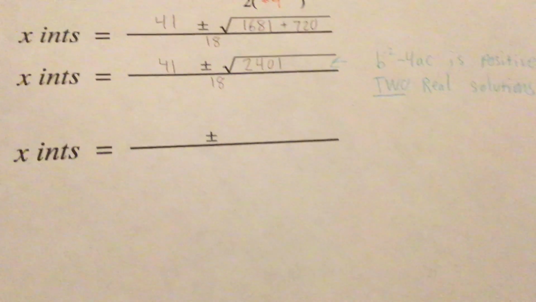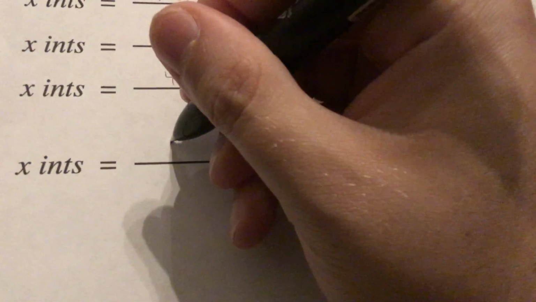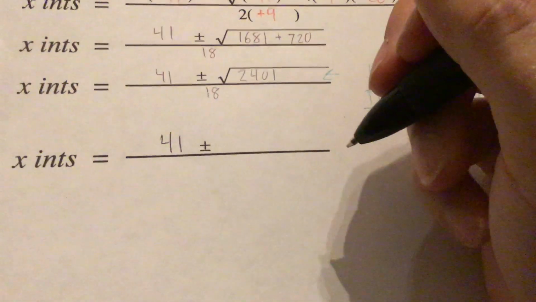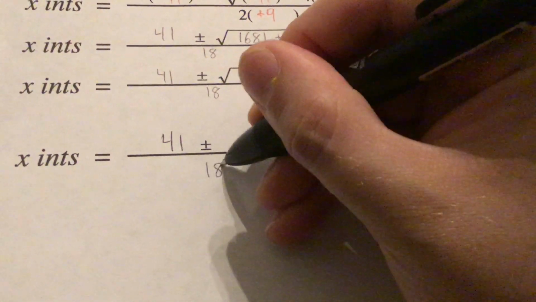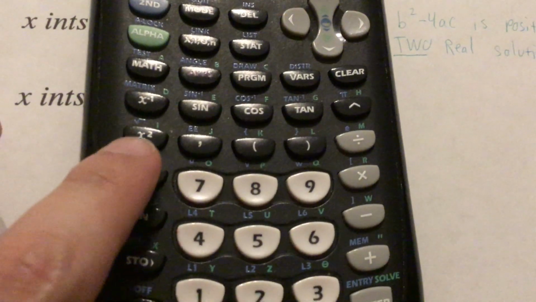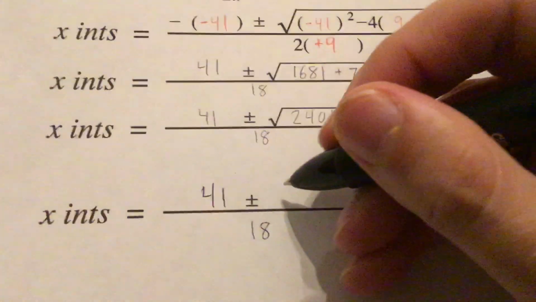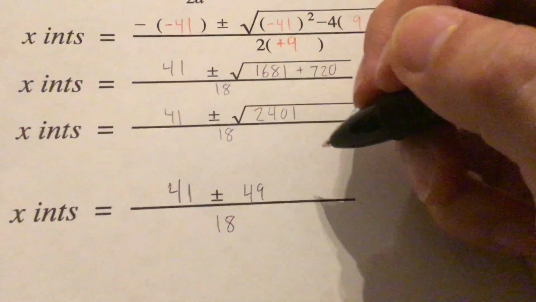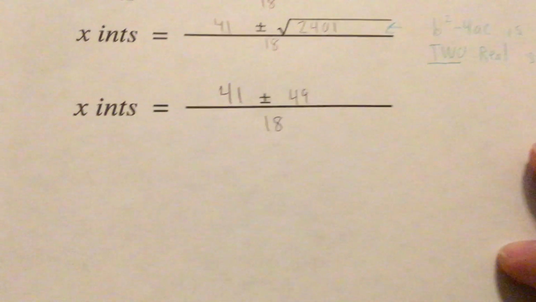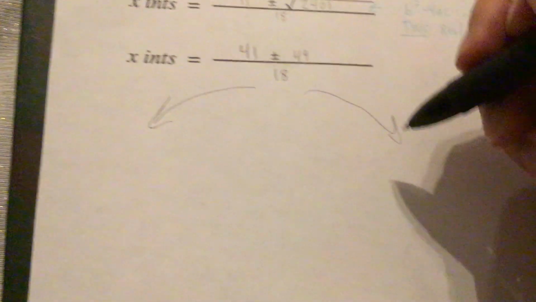All right, so I'm going to get this part out of the way before I go onto the calculator. 41 plus or minus whatever the square root of 2401 is over 18. So let's do the square root of 2401. 49. Oh, I did not know that. Apparently 49 times 49 is 2,401. Use a calculator. It's okay. So now, let's split it up into two equations. Okay? x1 is equal to 41 plus 49 over 18.